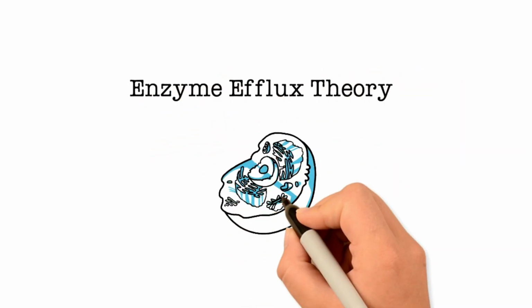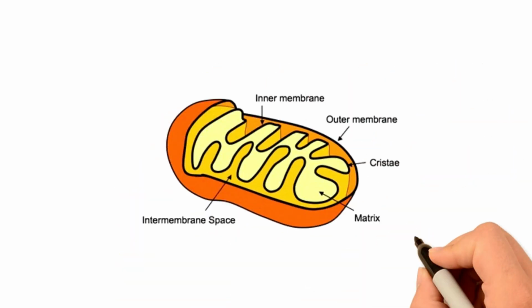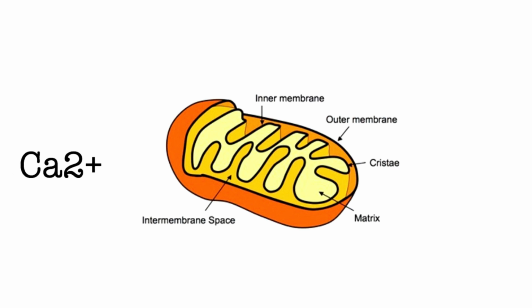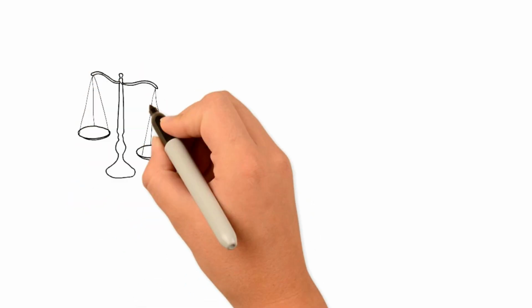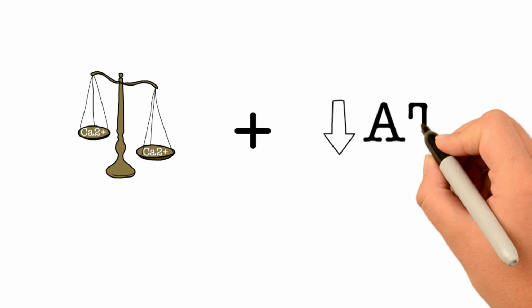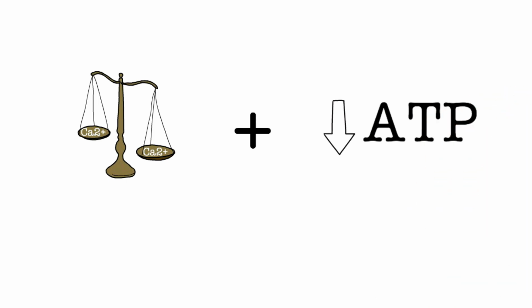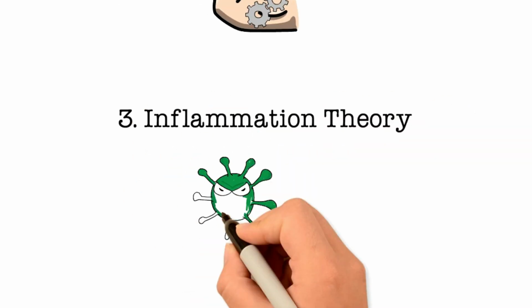Last is the enzyme efflux theory, which states that as a result of damage to the muscle cells, calcium, which is normally stored in the cell, is released and reduces the mitochondria's ability to generate ATP. This disruption of calcium homeostasis and the subsequent decreased ATP regeneration from the mitochondria may play a role in the sensation or loss of muscle strength and endurance that is associated with DOMS. All of these events lead to the sensation of DOMS.